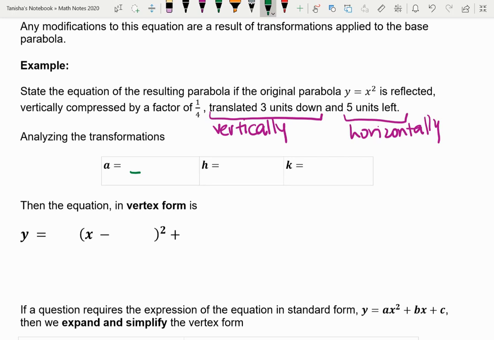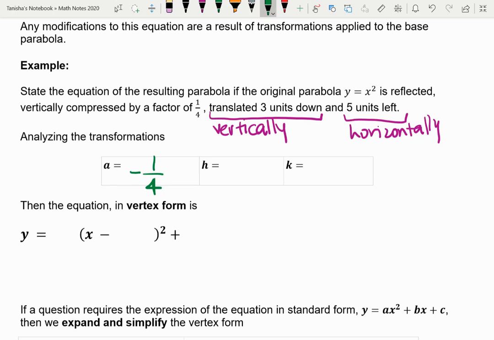Then we know that there is a vertical compression by a factor of 1 over 4. So 1 over 4 is going to be the magnitude of our value of a. If you gave this to me as a decimal, so 0.25, you wouldn't be wrong either. They're just some fraction values that are non-terminating, so we want to leave them as fractions. And I would encourage you to leave your values as fractions instead of converting them to decimals. But in this case, it wouldn't matter because you wouldn't have to round this off.